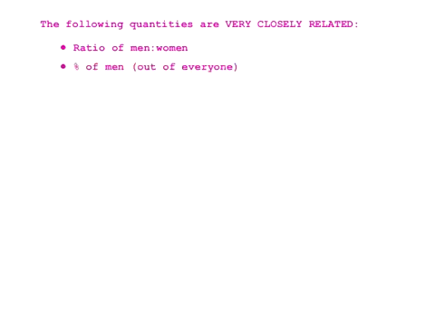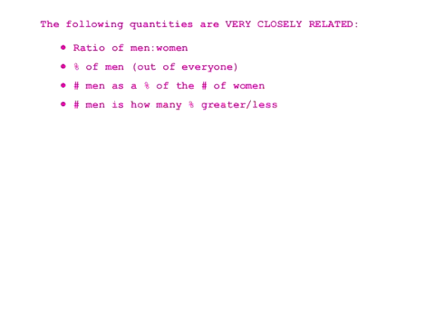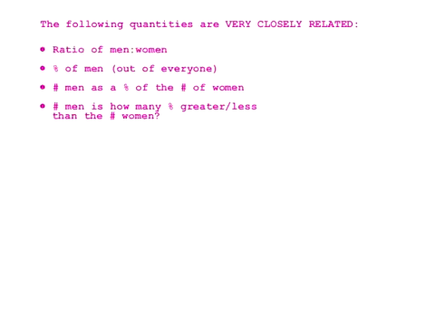which would be very closely related to the number of men as a percentage of the number of women, which would be very closely related to the number of men is how many percent greater than the number of women, or less. All of these, if one of these things increases, then all of them will increase. And if one of them goes down, then they will all go down.